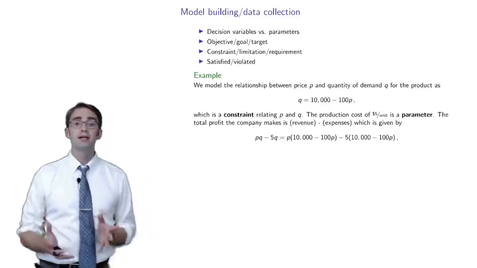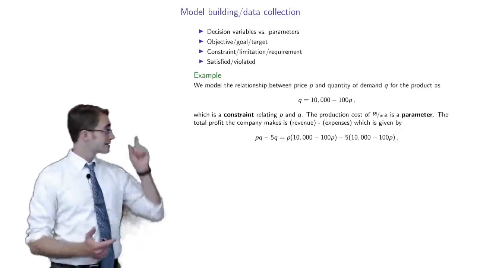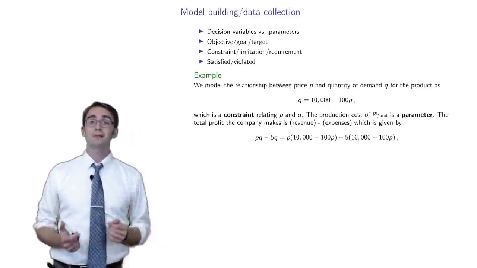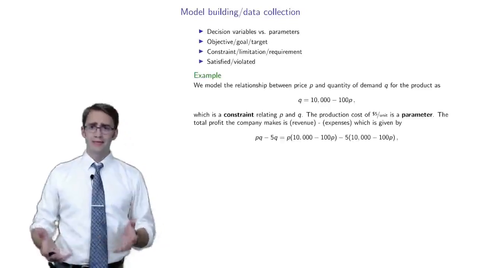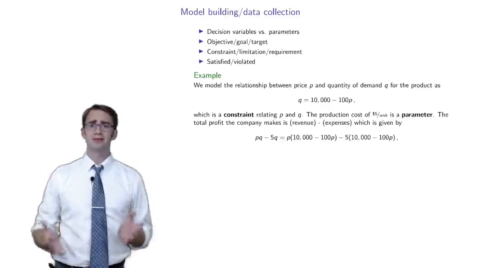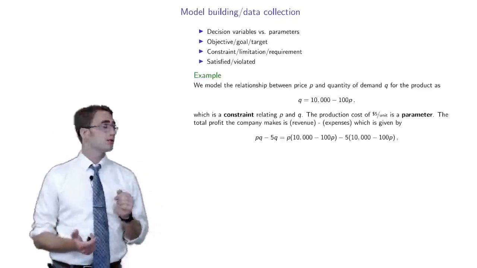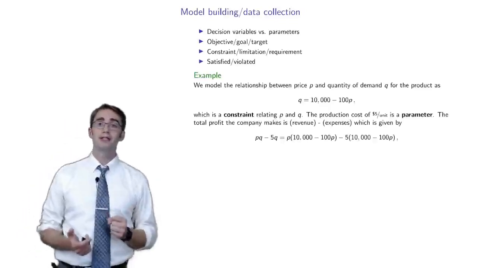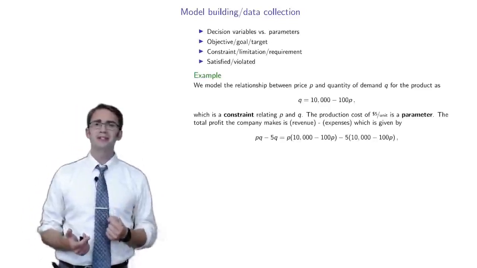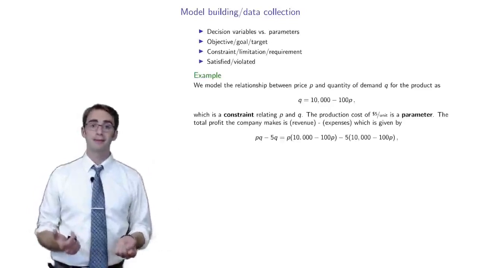So in this example here, we would model, let's say, the relationship between the price and the quantity of demand as this expression here. Q is equal to 10,000 minus 100 times P. Where did that expression come from? Well, that would have come from something internal to the company, where a data analyst would have performed some kind of linear regression or something and worked out that that was the relationship. So Q, the quantity of demand, is equal to 10,000 minus 100 times P, where P is the price. This has some intuitive niceness to it because, of course, as the price increases, Q decreases, which is exactly what we expect to happen.